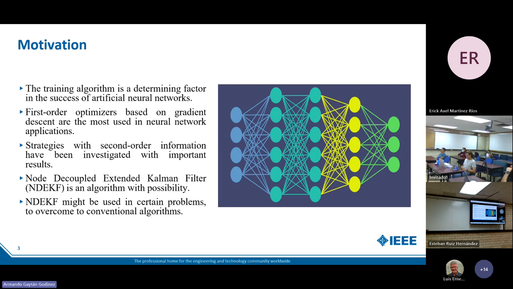The size of the architecture and the training algorithm are determining factors in the success of artificial neural networks. In applications, first-order algorithms, based on the gradient, are the most used. However, algorithms using second-order information have also been investigated with important results, even applied in some neural network classes. Different versions of the extended Kalman filter are examples of this case. Among its approaches, the nonlinear decoupled extended Kalman filter is an algorithm with possibilities of implementation that may be used in certain problems to overcome conventional algorithms.